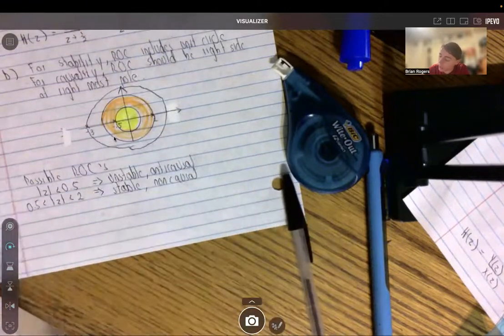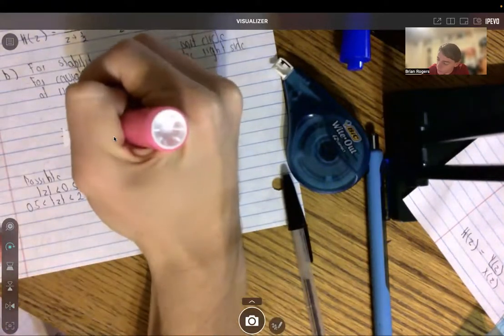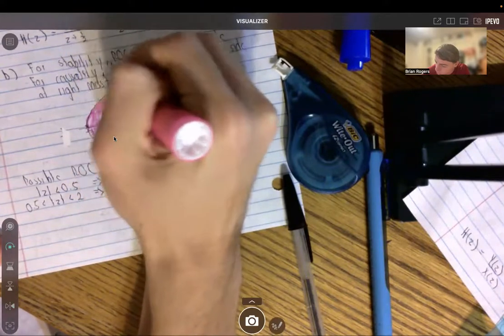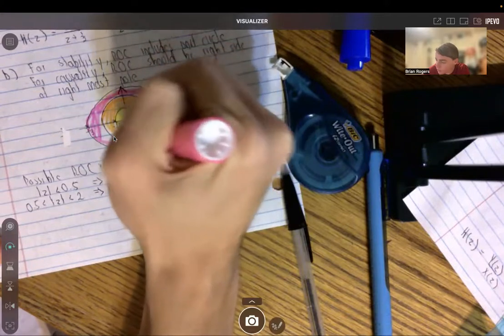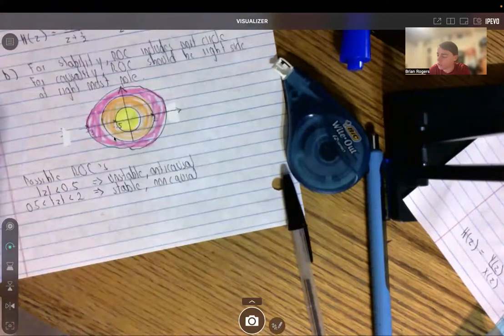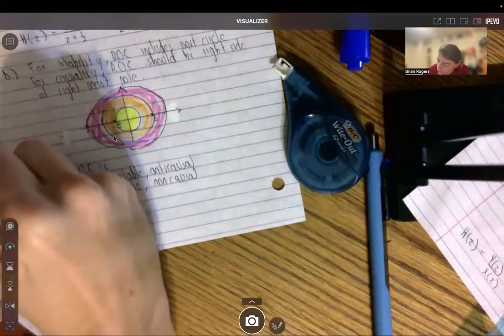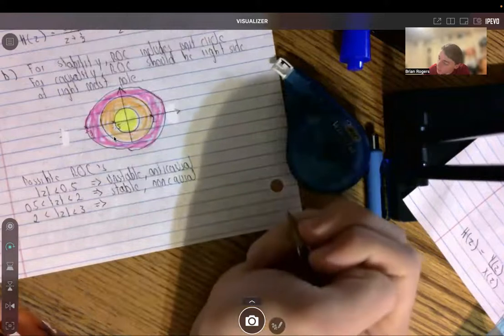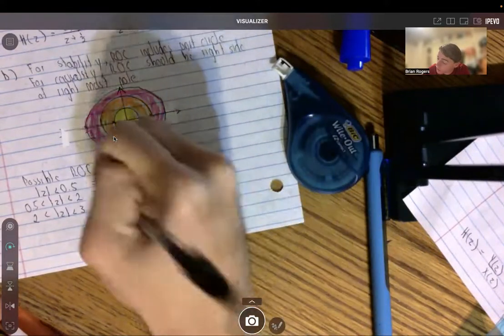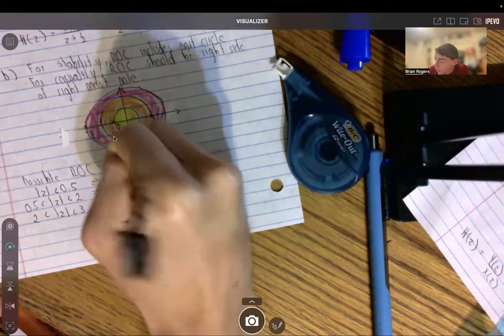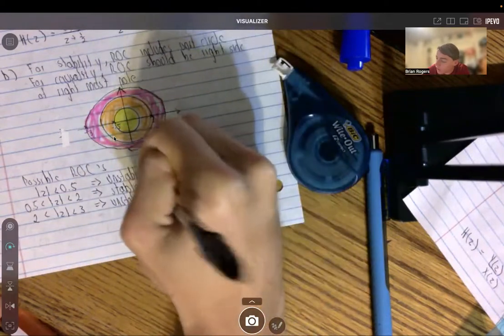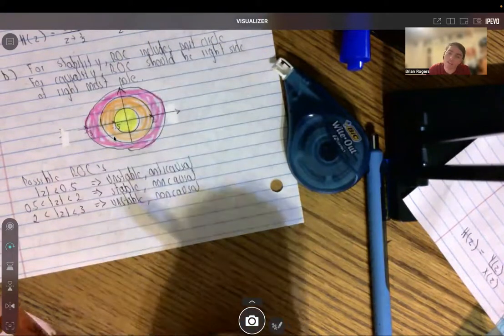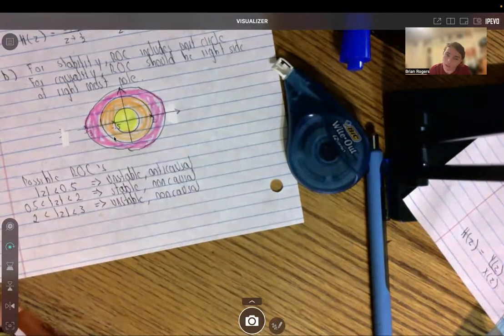The next one we can have here is the second to last region of convergence we're looking at. It could be between 2 and 3. This one doesn't include the unit circle, so it's unstable. However, it is non-causal because it's the exact same thing. It doesn't go to infinity and it doesn't include 0. It's not the interior or exterior of the circle.